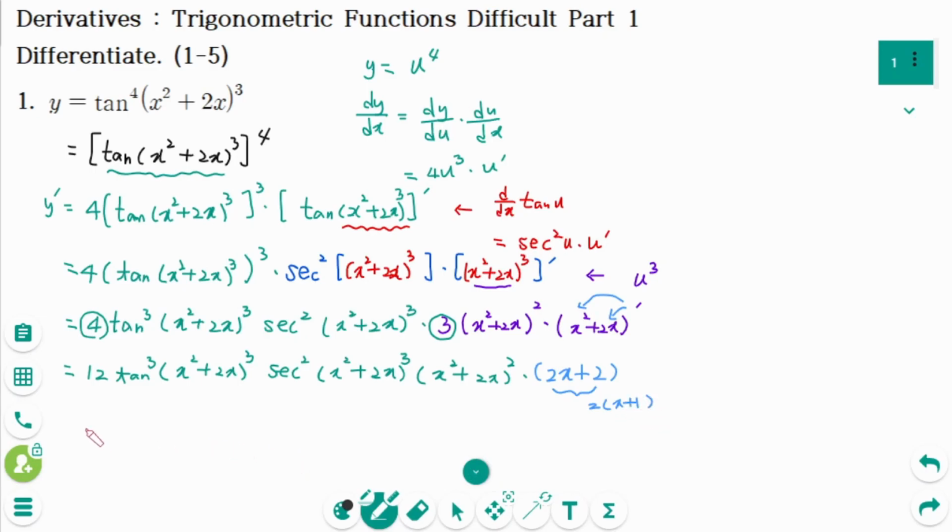The final answer is 12 times 2 equals 24 tangent cubed of (x squared plus 2x) cubed, secant squared of (x squared plus 2x) cubed, times (x squared plus 2x) squared times (x plus 1).